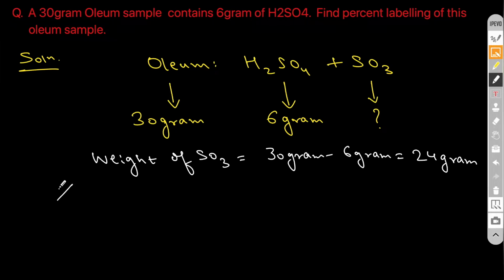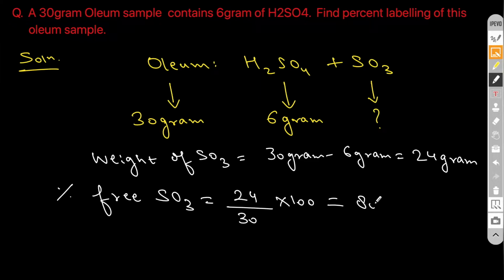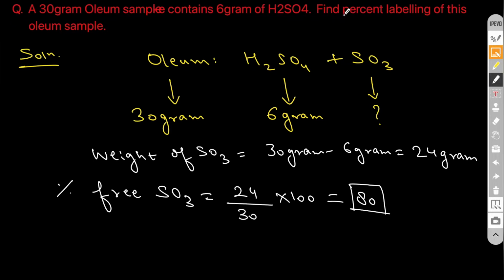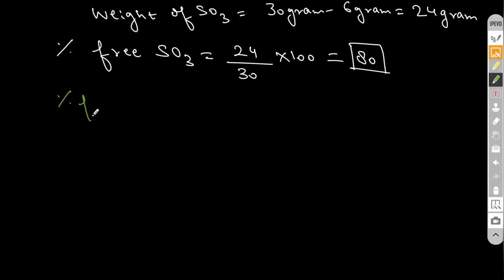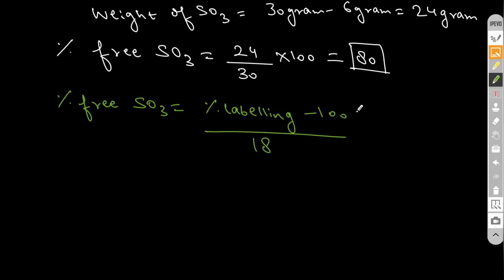Also we can write percentage free SO3. As per the definition, it is the weight in gram of SO3 present in 100 gram oleum sample, right? So 24 divided by 30 multiplied by 100 comes out to be 80. So this is percentage free SO3. We have to find out the percentage labeling. So we'll write the formula: percentage free SO3 is basically (percentage labeling of oleum minus 100) divided by 18 multiplied by 80.